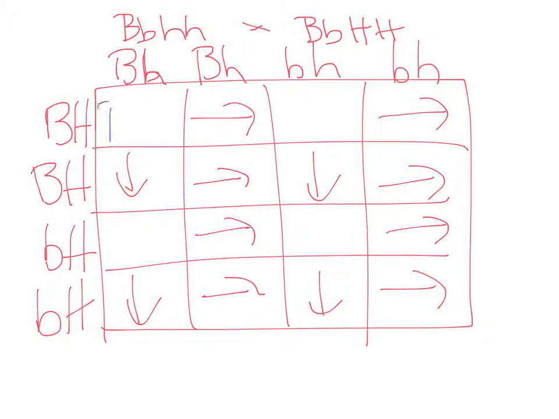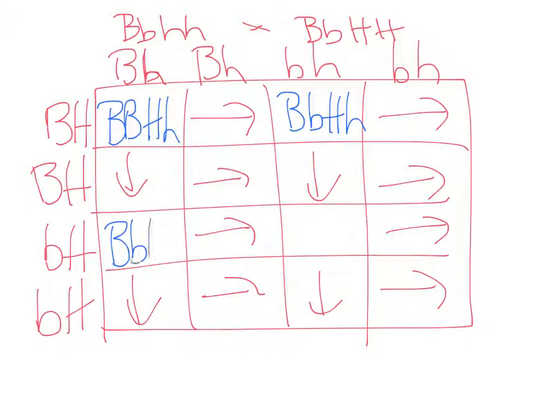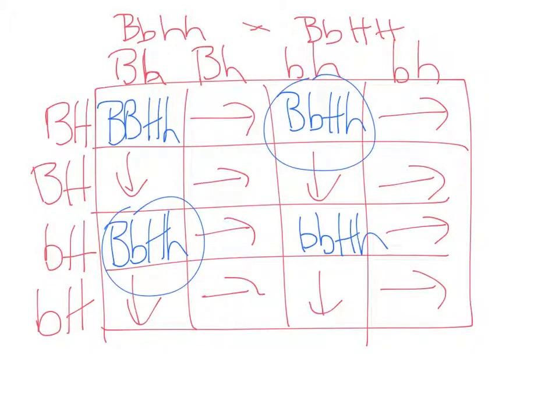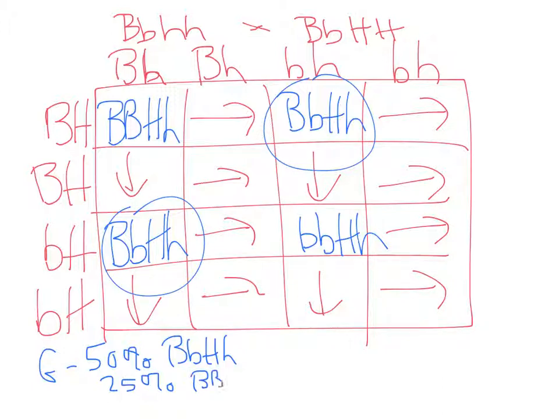All right, so you fill in your Punnett square. Big B, little b, big H, little h, big B, big H, little h, and little b, big H, little h. So it's a little different here. All those genotypes are different. No, they're not, these are the same. So what do we got to do first? Genotype. Genotype is going to be 50% big B, big H, little h. 25% big B, big H, little h. And 25% little b, big H, little h.